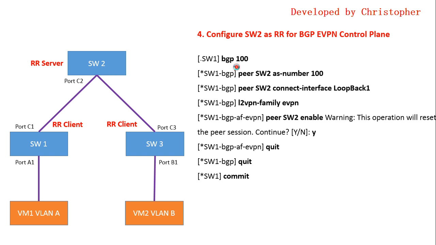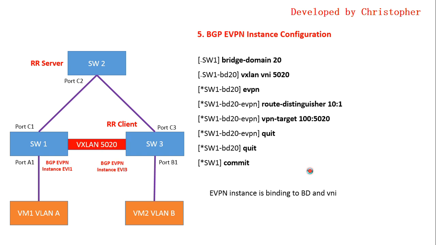So BGP 100, the same process, and then the same autonomous system number, and then peer SW2. We will configure SW3 the same, switch 3 the same one, and then commit, save. So after that, we will configure the most important thing, the BGP EVPN instance, which is similar to a VRF because it has the route distinguishers and the VPN target.